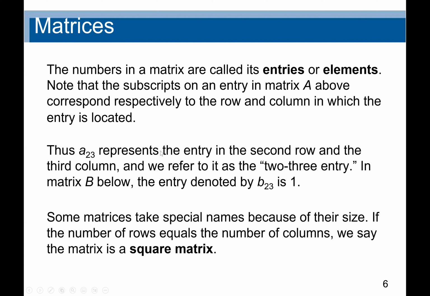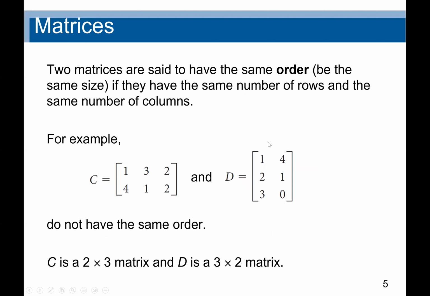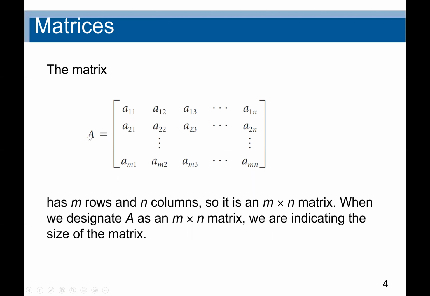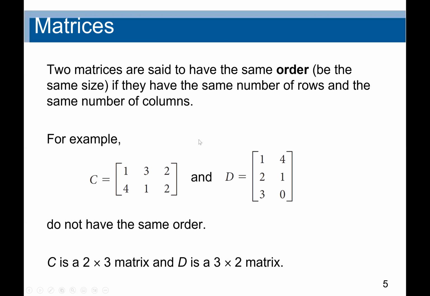Now we say the numbers in the matrix are called its entries, or the elements, and also the subscript on an entry in matrix A. In the previous slides, let's go to this slide. For example, this matrix A, the subscript here is 1, 1, which means it's in the first row, first column. So for example, here we have A 2, 3. It means the value is in the second row, third column. So the subscript always, the first value is the row position, and the second value again is the column position.